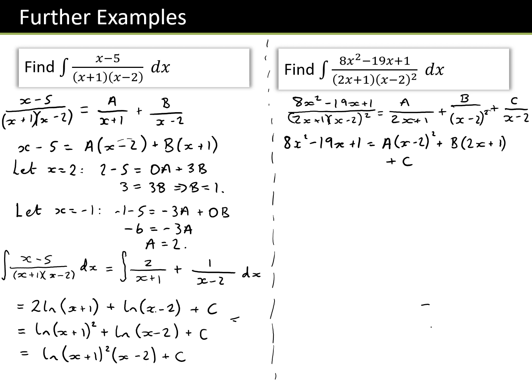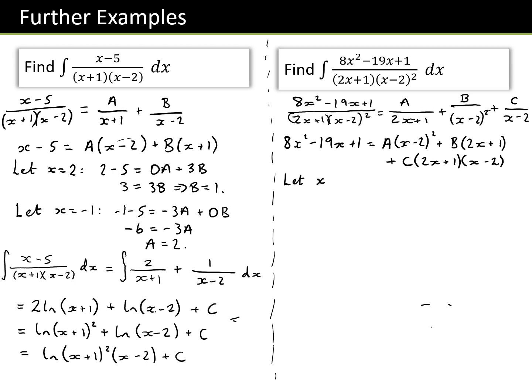plus C lots of, we're multiplying by 2x plus 1, aren't we? And there isn't one on the bottom of that, so we're going to get the 2x plus 1 on the C. However, we're multiplying by x minus 2 squared. One of them will cancel, but we'll be left with the other one. Okay? Now, again, just partial fractions. So let's let x equal some values.